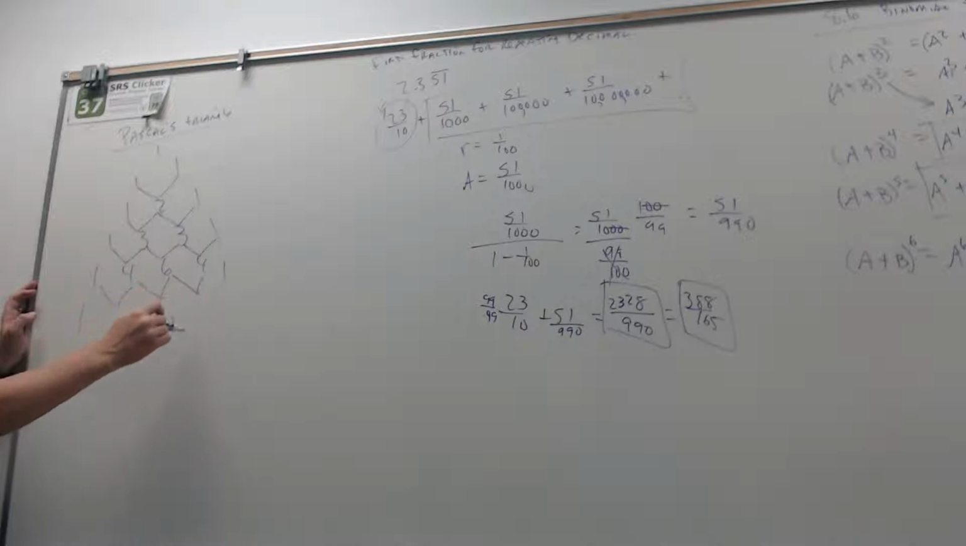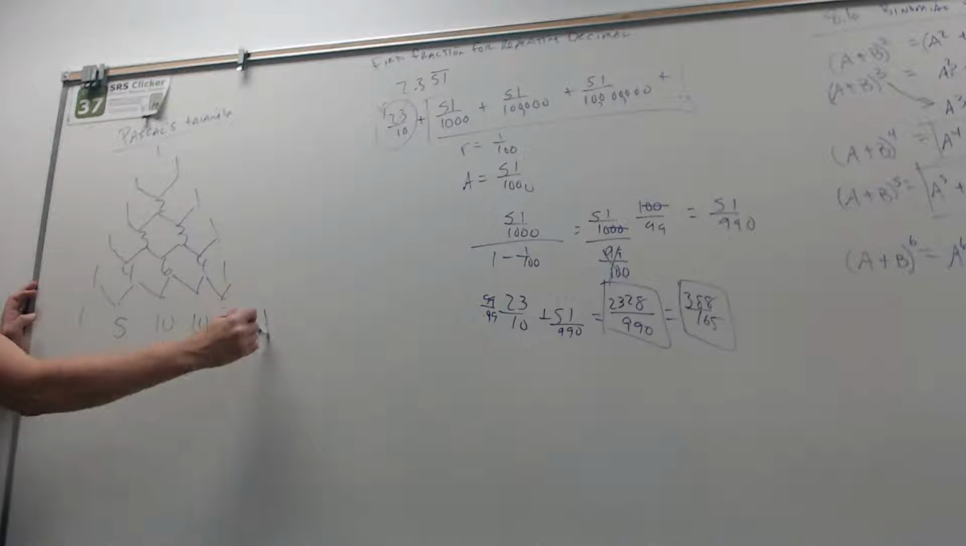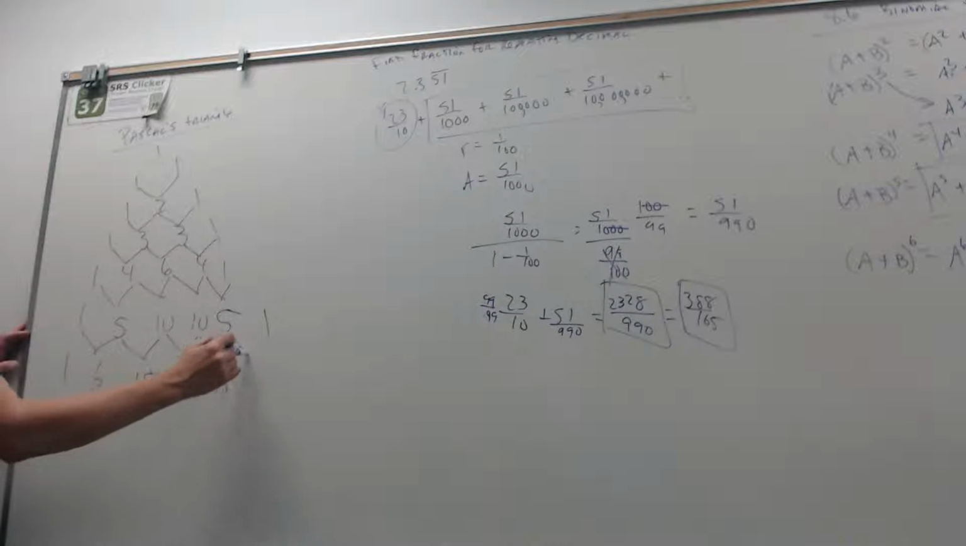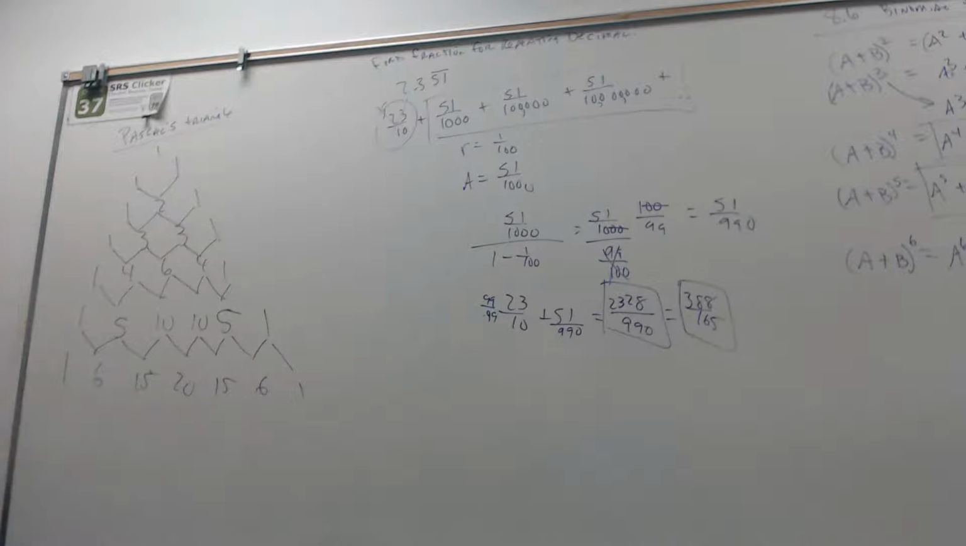10, 10, 5, and then 1. So we just put 1s on the ends. Okay? The next line on Pascal's triangle will be 1, 6, 15, 20, 15, 6, and then 1 again. Okay?